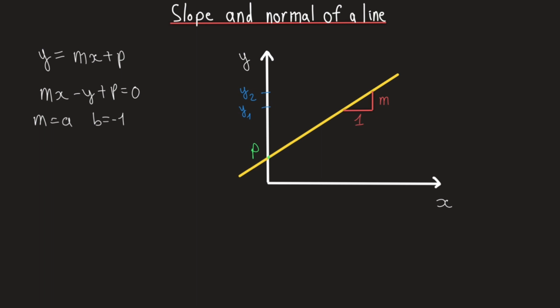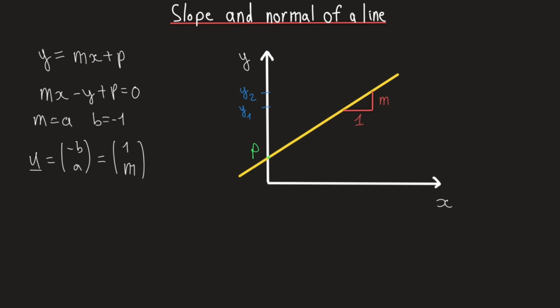Furthermore, we know that if we have the Cartesian equation, we can get the expression for a direction vector. And we know that the direction vector u is (-b, a), and since b is -1, minus b will be 1. And a is m. And therefore, our direction vector is equal to 1 in the x direction and m in the y direction.